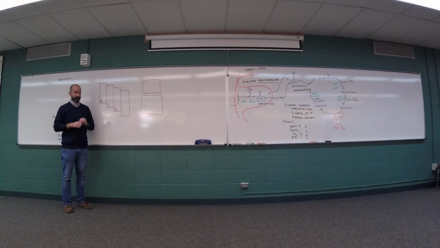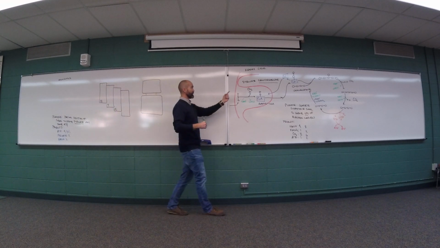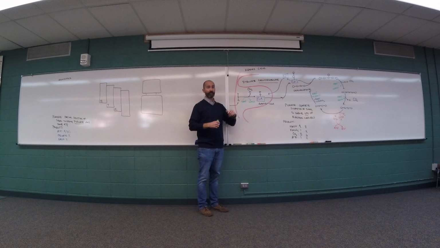Wait, so what is the third? This is an electron transport chain. Are we going back to the photosystem or what? No, this electron transport chain is embedded in this inner membrane of the mitochondria.